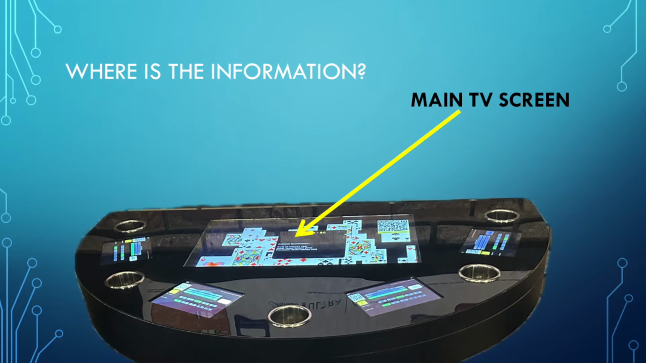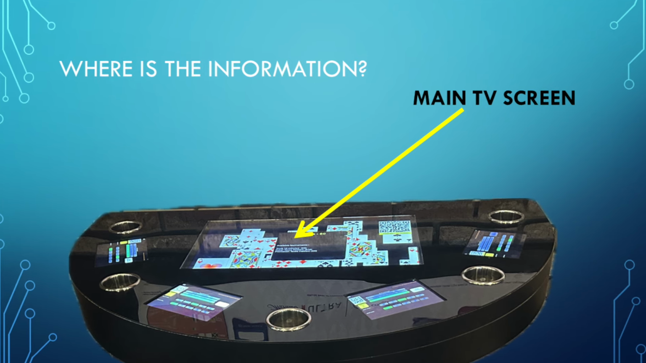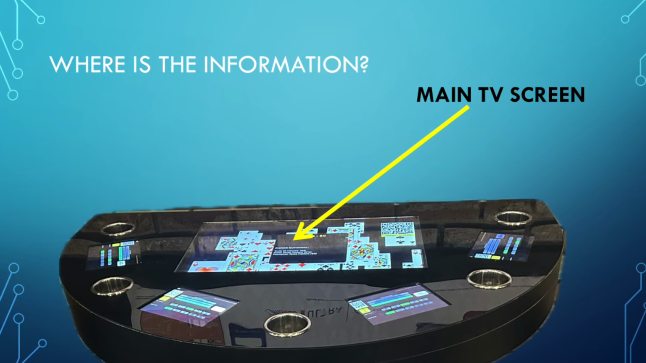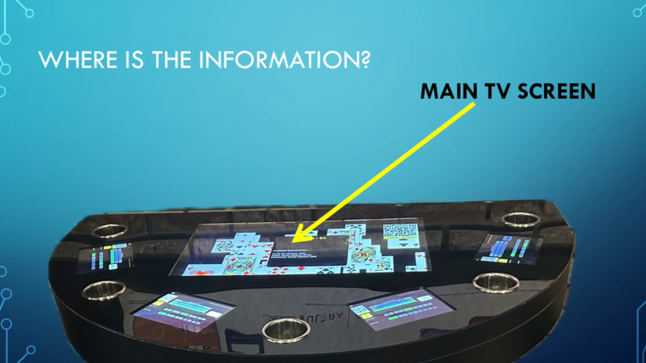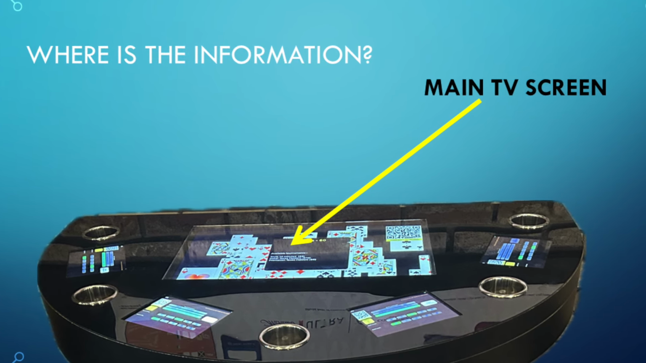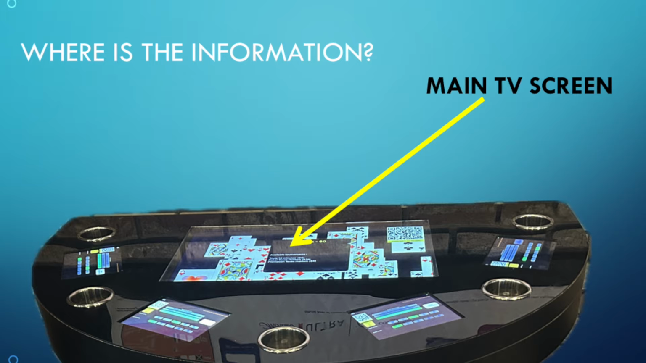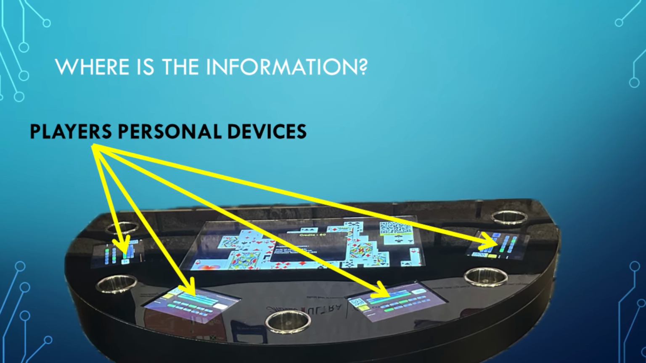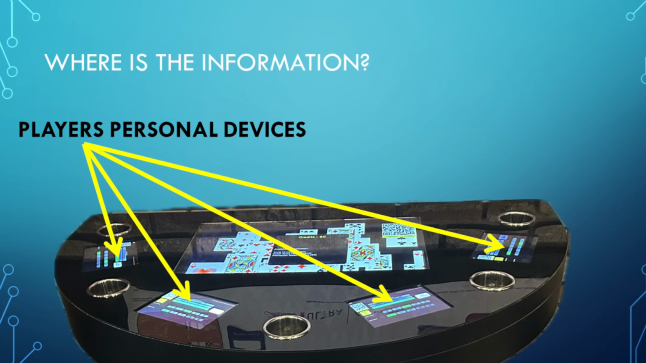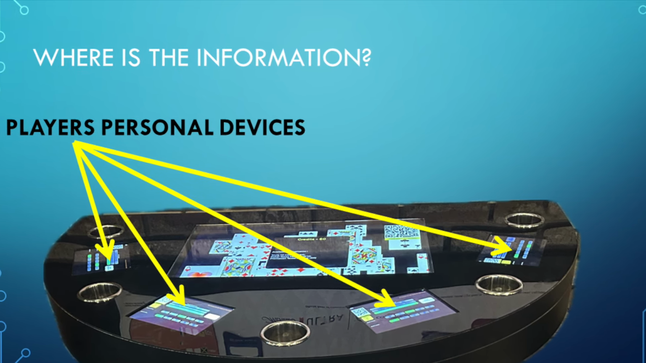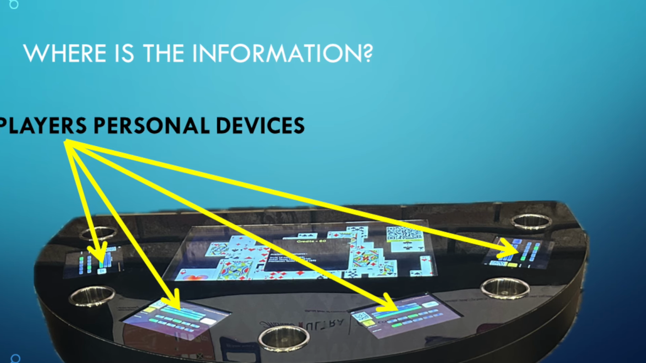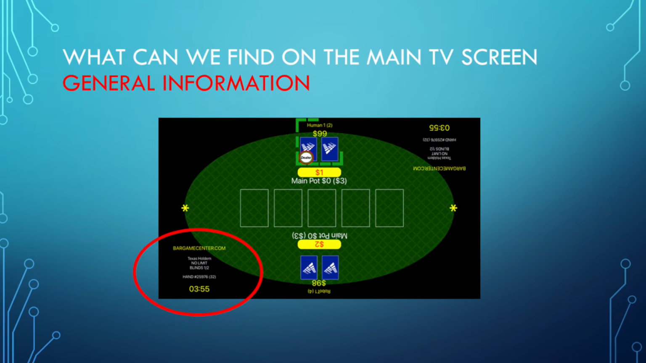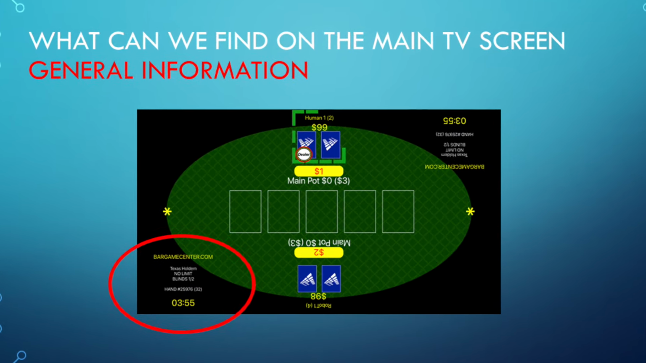The Bar digital game table features two screens to provide players with all necessary information. The main TV screen displays common information visible to all players, ensuring everyone stays informed and engaged. Player personal device. Each player has a private screen that displays their individual information and allows them to perform actions when it is their turn. Let's review the general information we can see on the main screen.